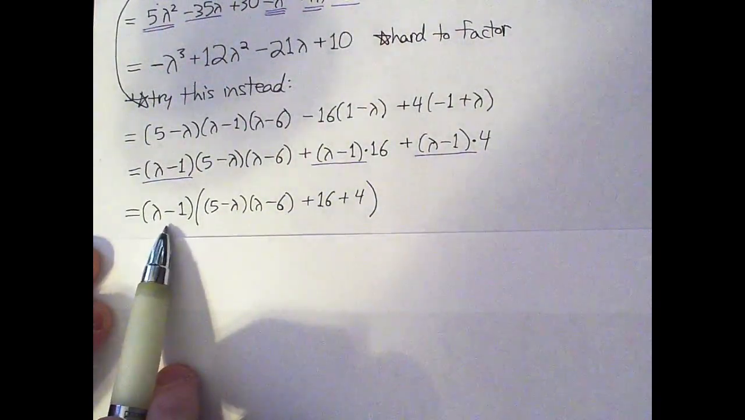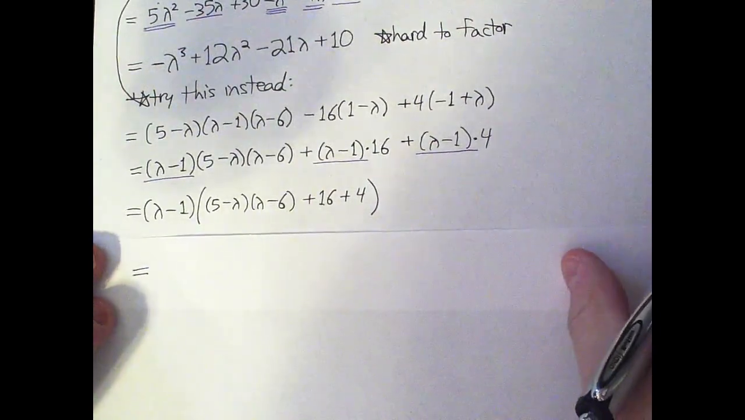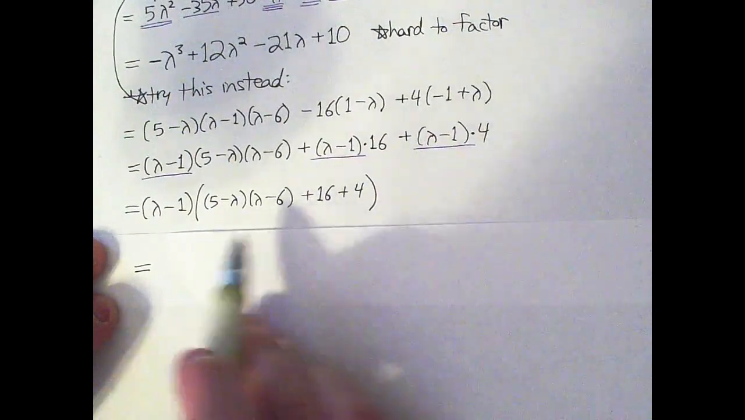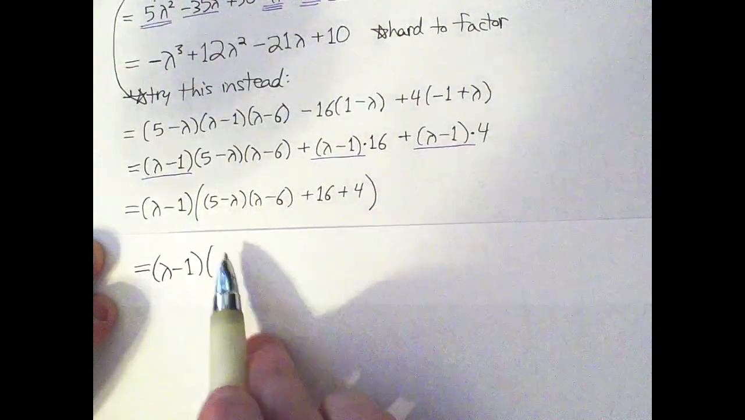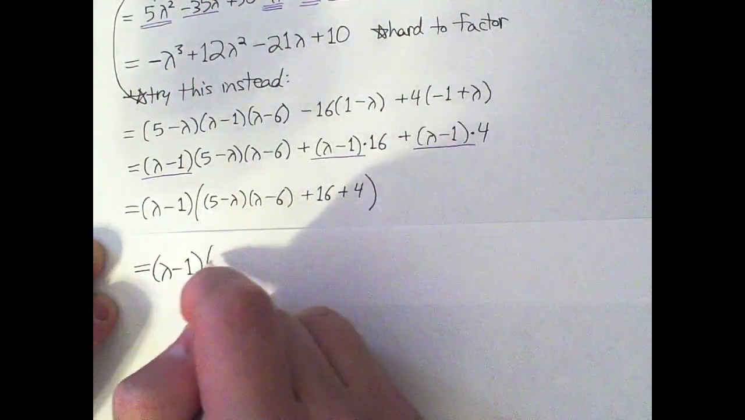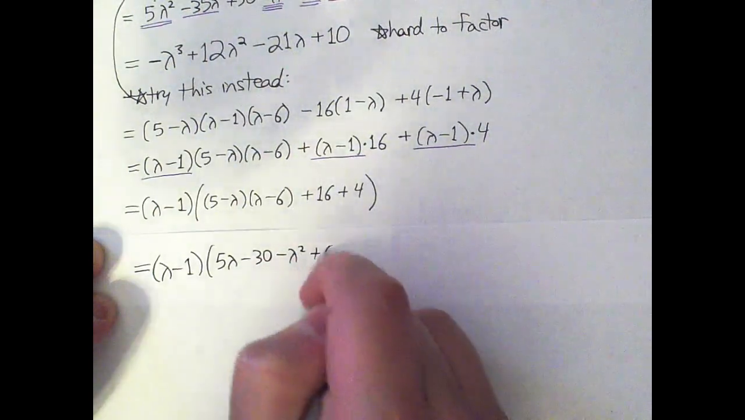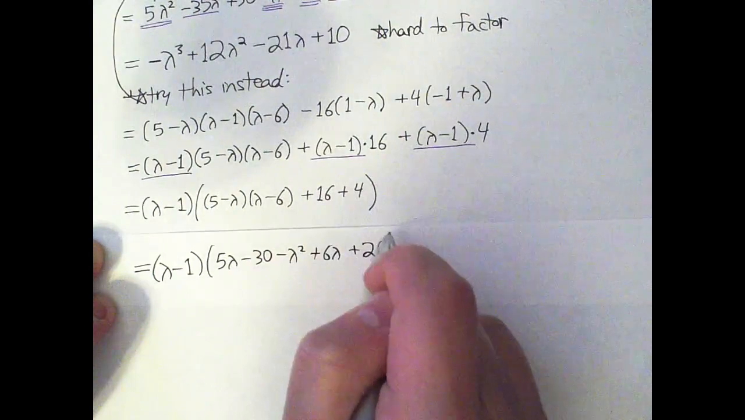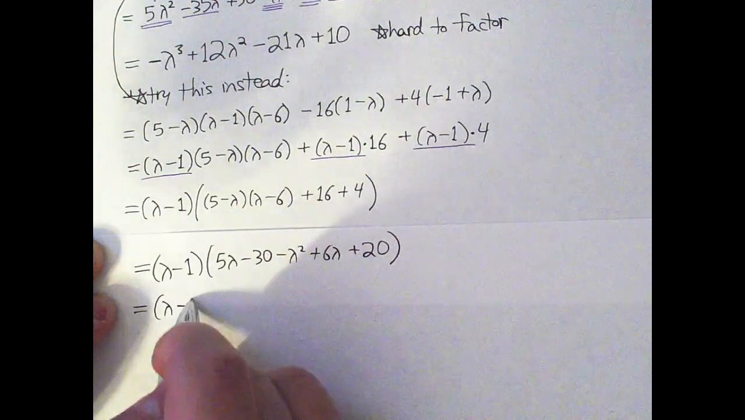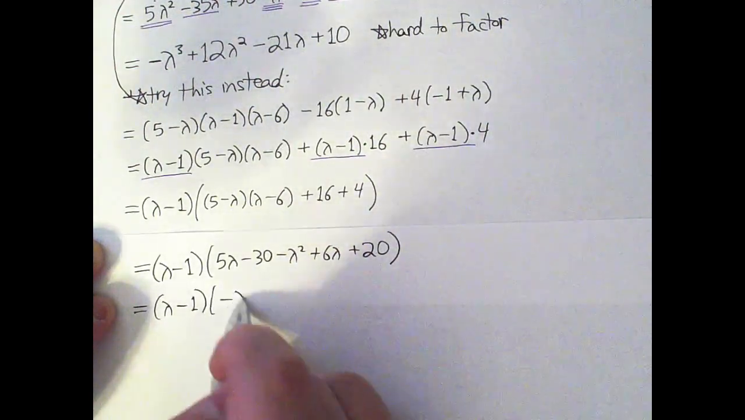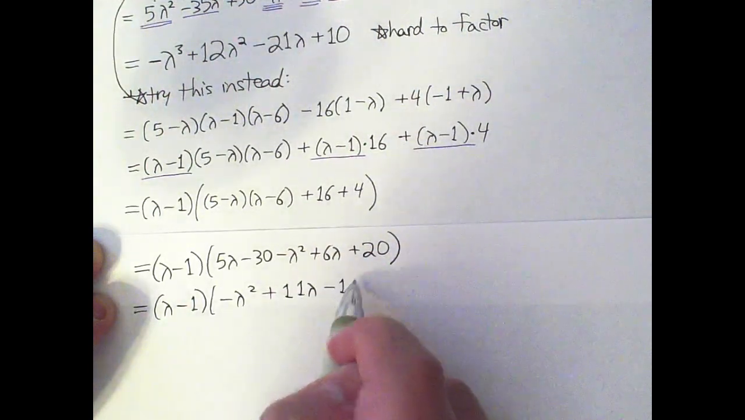By the way, I think I can tell what one of the eigenvalues is already from this term, if we're going to set this equal to 0 pretty soon. So I think we know that lambda equals 1 is going to be an eigenvalue. But let's figure out what's going on in here. So this is lambda minus 1, and then I am going to expand this. So I got 5 lambda minus 30 minus lambda squared plus 6 lambda plus, combining the 16 and the 4 to get 20. Lambda minus 1 times minus lambda squared plus 11 lambda minus 10.